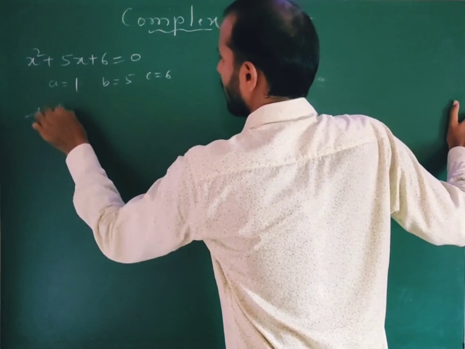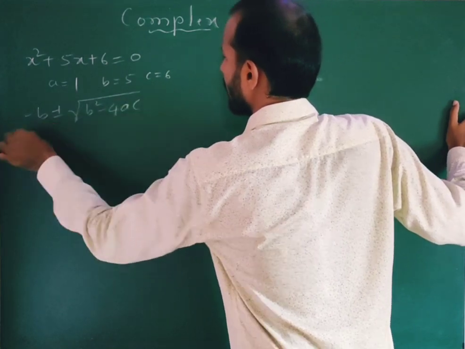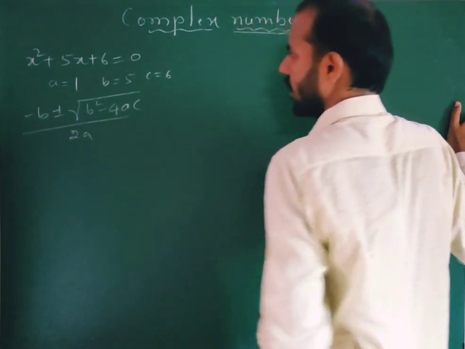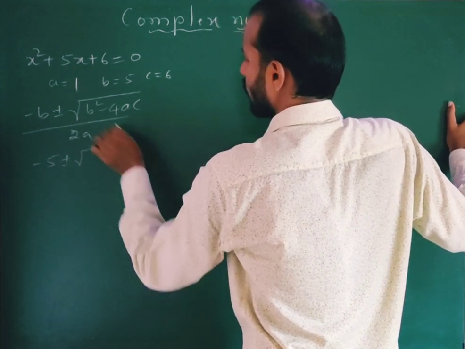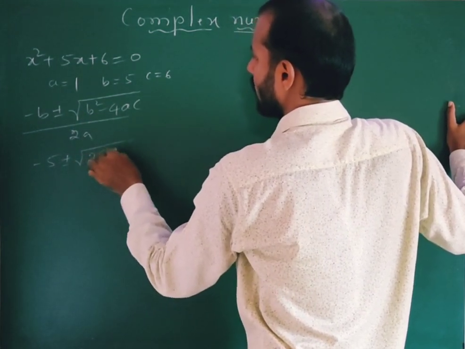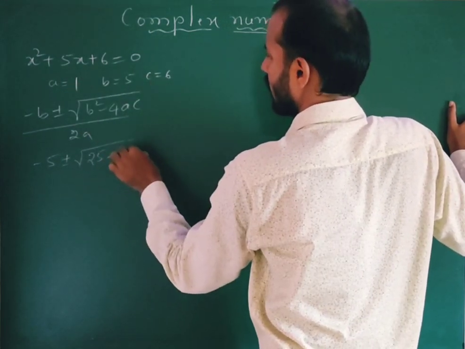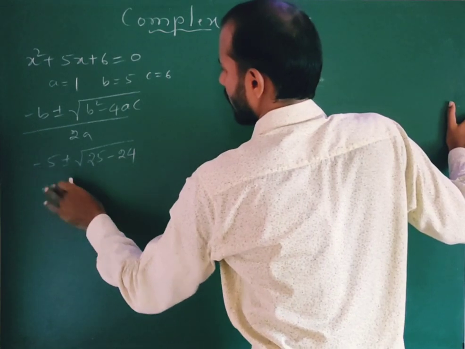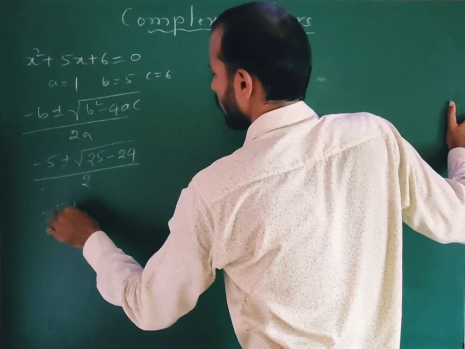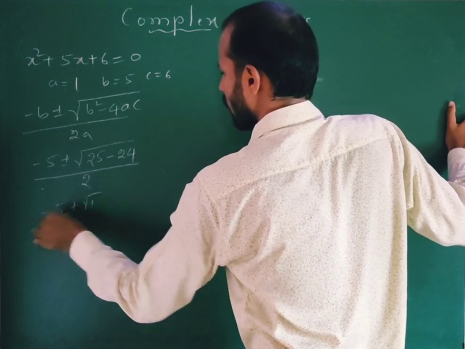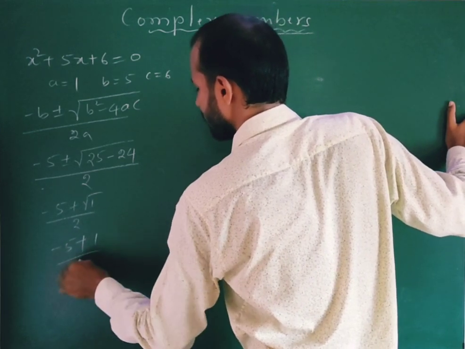Now the root formula is x equals minus b plus or minus under root of b square minus 4ac upon 2a, right? Minus b means minus 5 plus or minus under root of b square, which is 25, minus 4ac. 4 ones are 4, 4 6s are 24, right? Divided by 2 into 1, which is 2. Therefore minus 5 plus or minus under root of 1 upon 2. The root of 1 is 1 only.